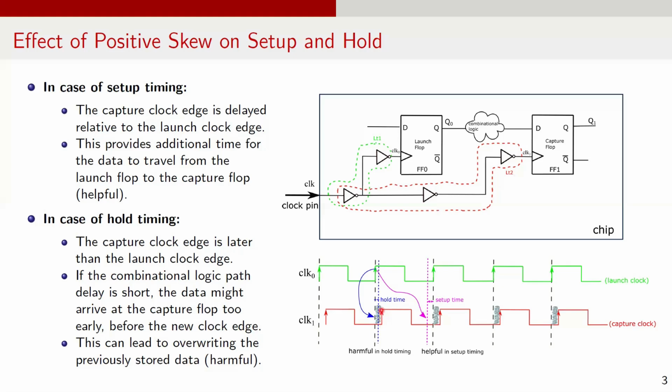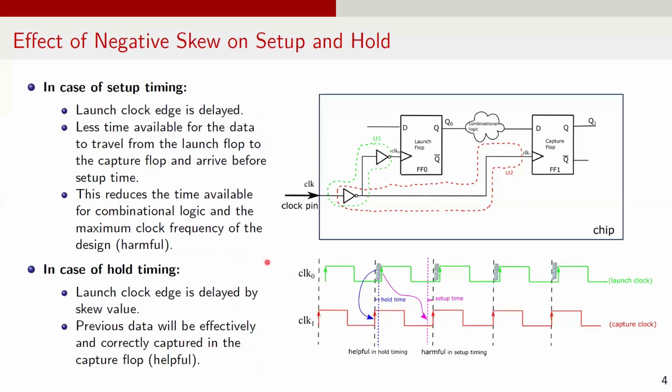In case of positive skew, the active clock edge in the capture flop is delayed, and if in this case the combinational logic delay is short, the data may arrive at the capture flop too early, before the delayed clock edge. This too early arrival of data can cause new data to override the previously stored data, leading to hold time violation. On the contrary to positive skew, negative skew is good for hold timing and bad for setup timing.